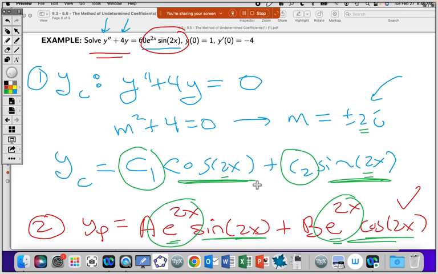So any questions on the setup here of getting your complementary solution and then guessing the particular solution? Are we getting comfortable with that? Because if you don't have the right guess, then the whole thing will just get messed up.